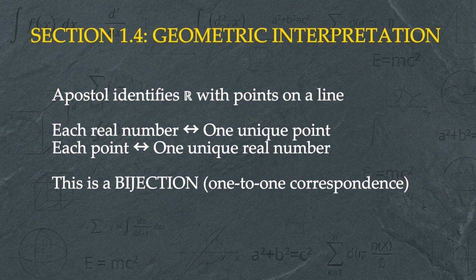After establishing the abstract axioms, Apostol grounds them in geometry in section 1.4. He identifies the real numbers with points on a line. Each real number corresponds to exactly one point, and each point corresponds to exactly one real number. This is a bijection, a perfect one-to-one correspondence. This geometric picture is what makes real analysis visual and intuitive.